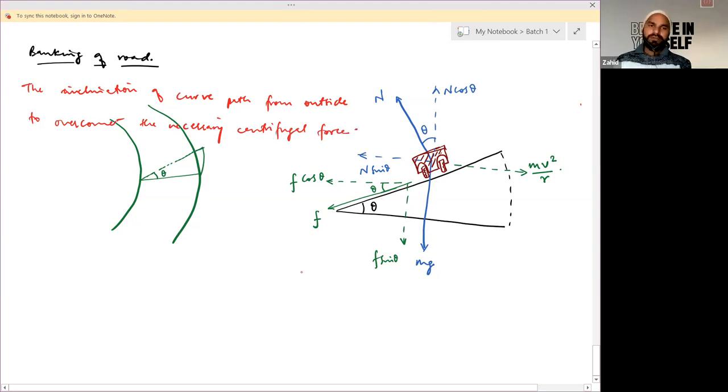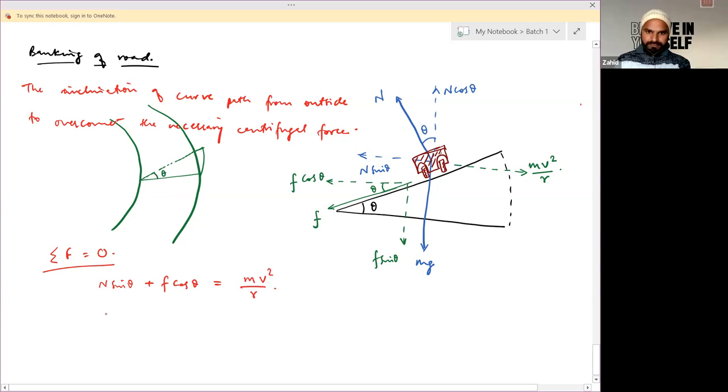This is called banking of road. So we may derive the velocity of revolving, as the net force acting on this body is 0. First I'm taking horizontal forces. On the left-hand side we have N sin theta plus f cos theta, which is responsible for balancing mv square by r, the first term.